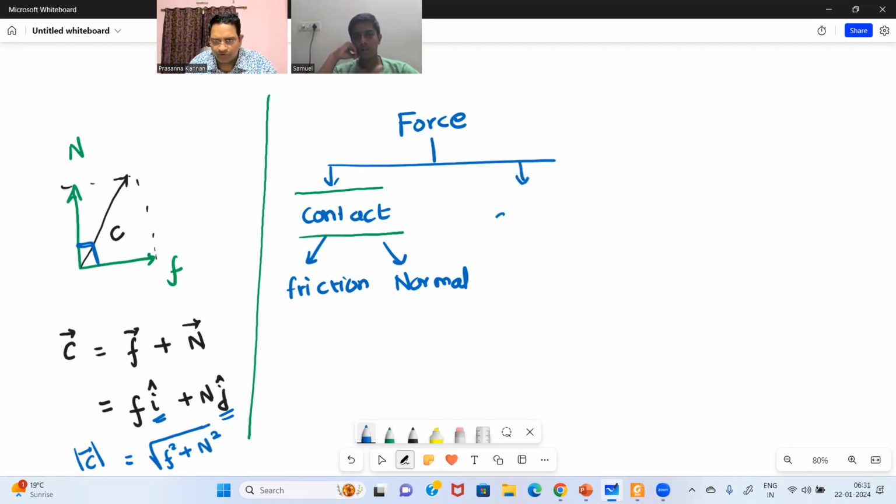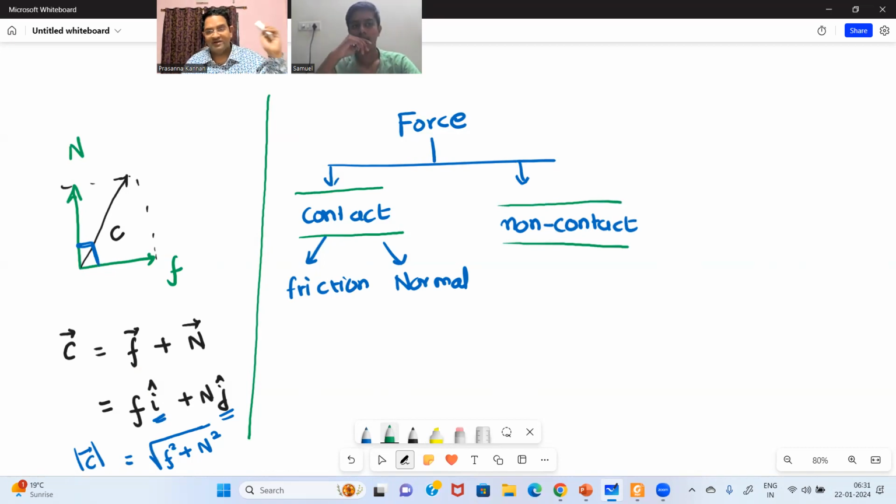So the other type of force is called non-contact force. Can you give me an example for a non-contact force? Forces need not act only when there is contact, right? Even without contact, forces can act, right? So could you give some examples?